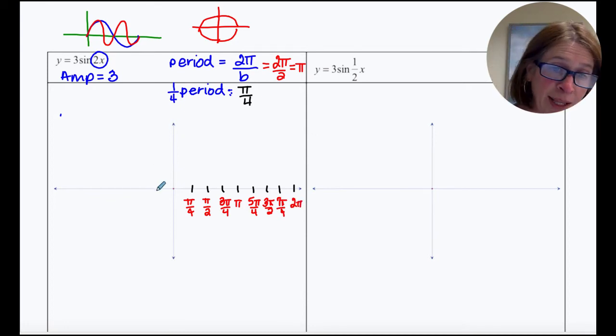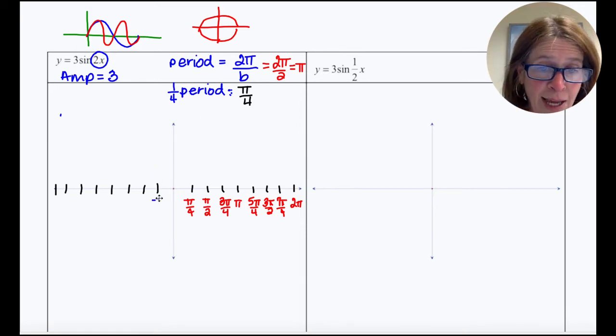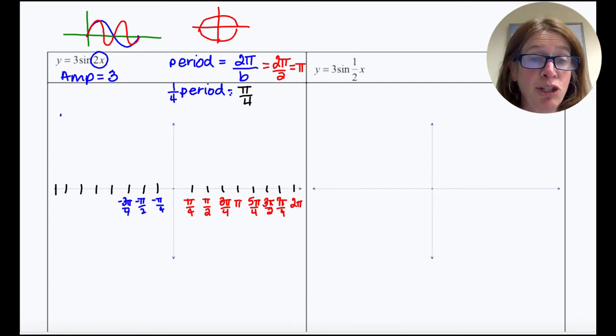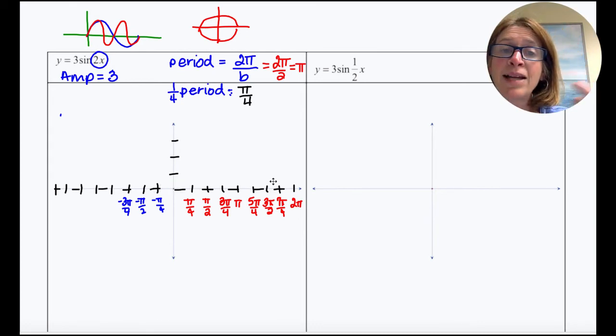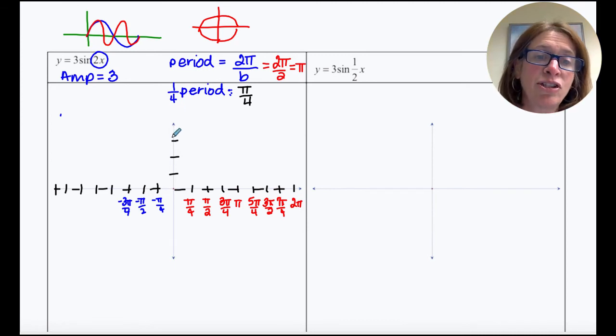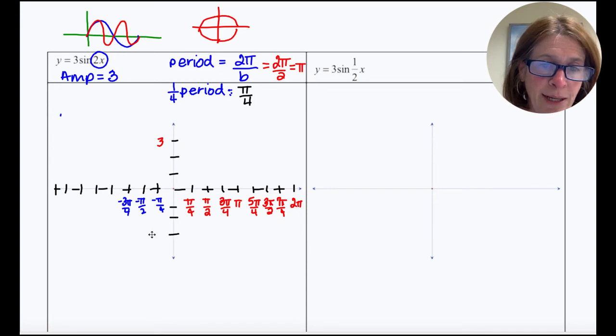Now remember, I could go in the opposite direction as well. We would just call those the negative angles, right? So negative pi over 4, negative pi over 2, negative 3 pi over 4, and so on. Okay, then we want to put in our amplitude. Our amplitude is 3, which means that from the midline, this line right here, it really is going to always be 3 units up from the midline and 3 units down from the midline. So I'd be up here at 3, and then I would be down here at -3.